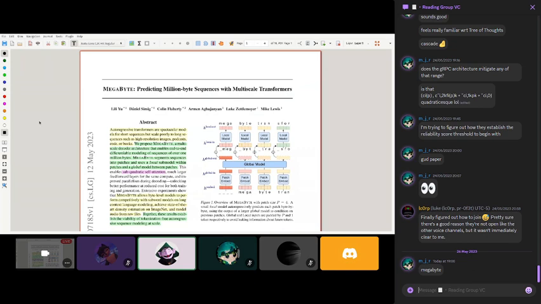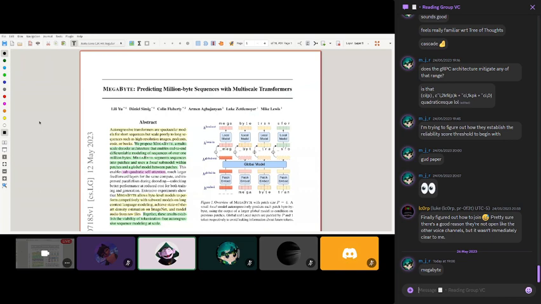But MEGABYTE is a multi-scale decoder because it uses a patch framework, which we'll get into later, but it essentially decodes recursively, where it splits up the long input sequence into smaller parts. And then because of that, it's able to model relationships across the entire input sequence by splitting it up into smaller inputs and then divvying that up to different transformers. So that's what allows it to scale to over 1 million bytes.